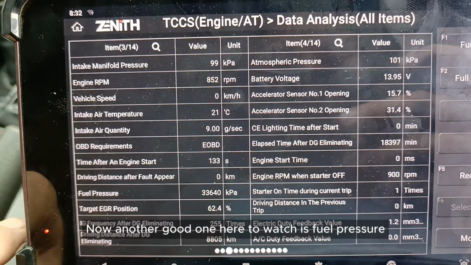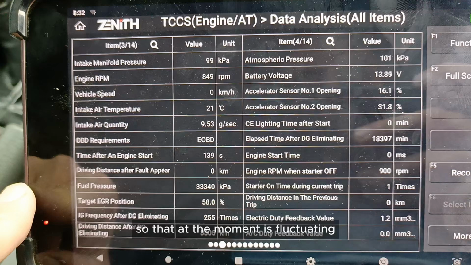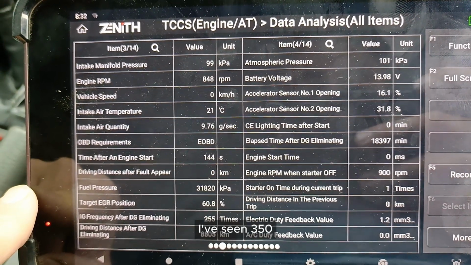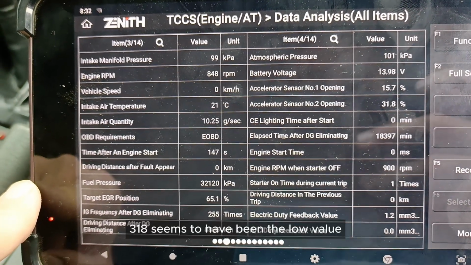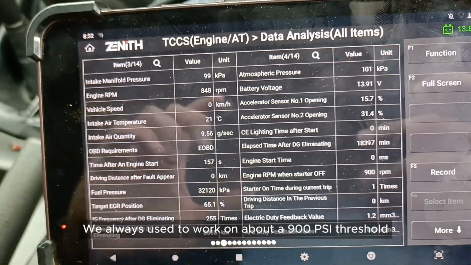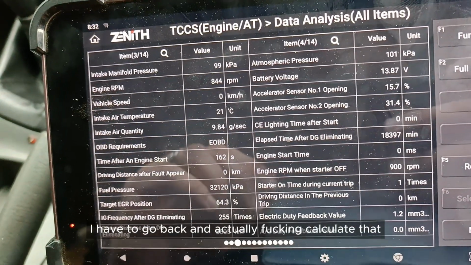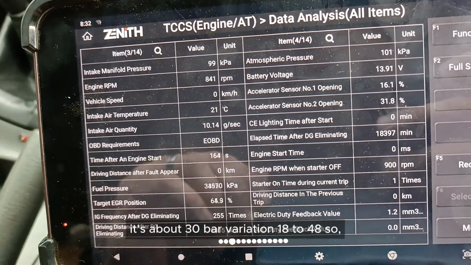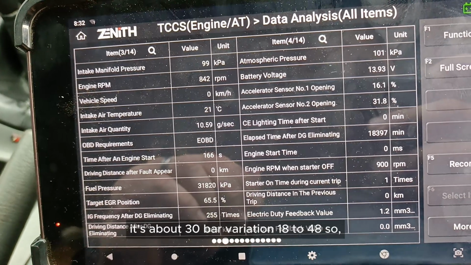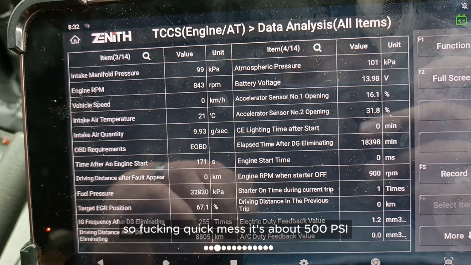Now another good one to watch is fuel pressure. That at the moment is fluctuating. I've seen 350, 318 seems to have been the low value. No, always use PSI. We always used to work on about a 900 PSI threshold, so I'll have to go back and calculate that. What is it at the moment? It's about 30 bar variation, 18 to 48. So quick maths, that's about 500 PSI. So that's not too bad.